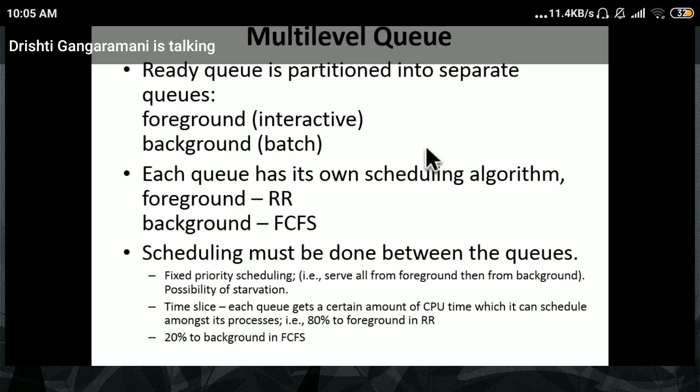Scheduling must be done between the queues. So there are two things: fixed priority scheduling, and second, the time slice. In fixed priority scheduling, it's served from all the foreground and then from the background. First all the foreground jobs will be served and then the background jobs. Here it is written possibility of starvation. Can anyone tell me what you mean by starvation?